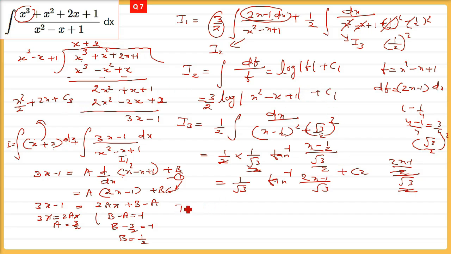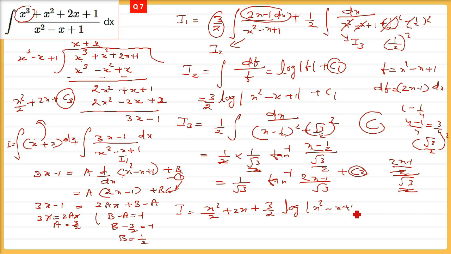Now let's do the final thing. First term has to be written as x squared plus 2 plus 2x. C1, C2, C3, I'll combine them and call them a capital C. The second term will be this one, 3 by 2 and log modulus of x squared minus x plus 1. And then the final term, 1 by root 3 tan inverse 2x minus 1 by root 3. This will be in the bracket, not in the modulus. So plus constant of integration C1, C2, C3 became C. So you can call it a simple one constant. This is your final result.